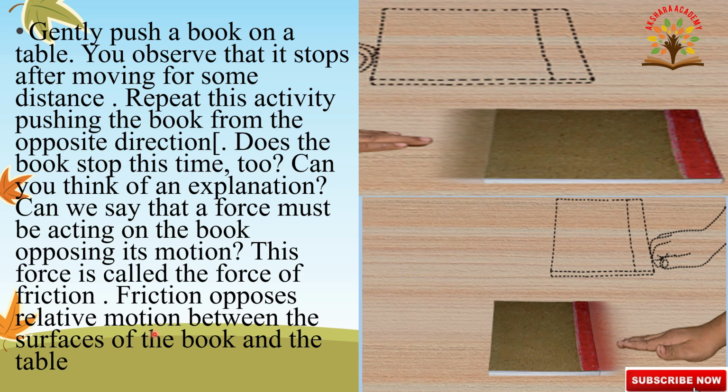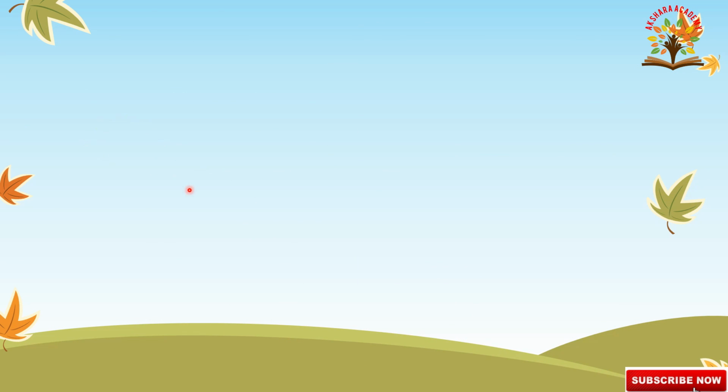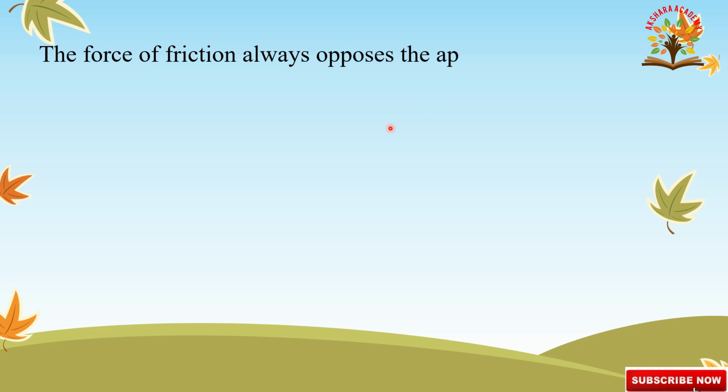Friction opposes relative motion between the surface of the book and the table. Okay, next. The force of friction always opposes the applied force.